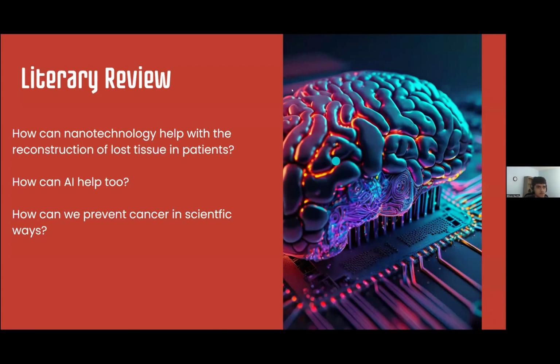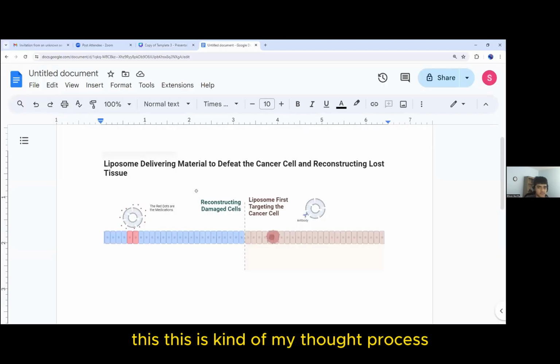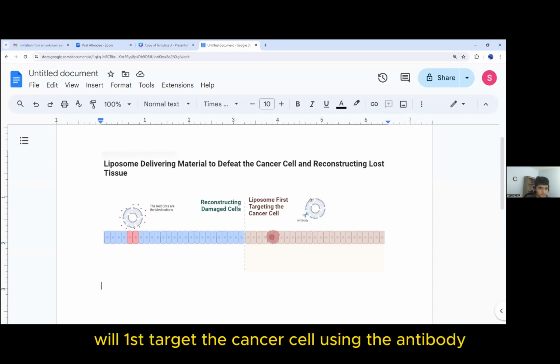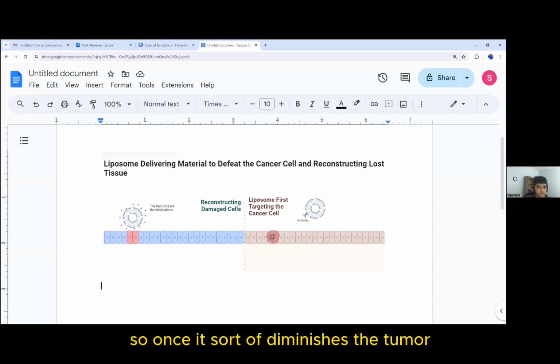And I actually have a graph that I made here. This is kind of my thought process. The liposome, as you can see on the right, will first target the cancer cell using the antibody. Once it diminishes the tumor, then, as you can see in the left area, the red dots are the medications, and these red dots will treat the damaged cells caused by the cancer.